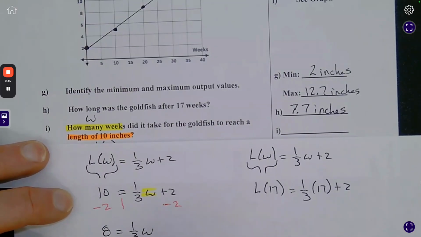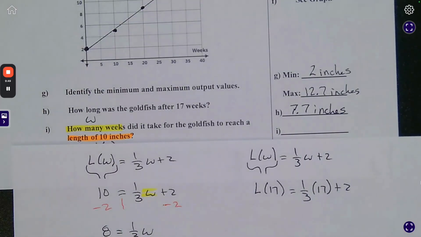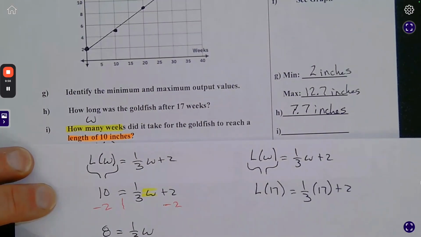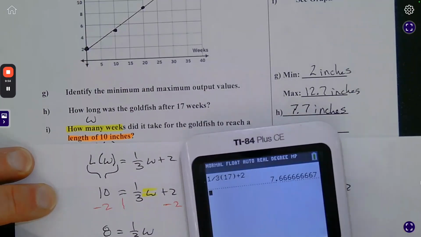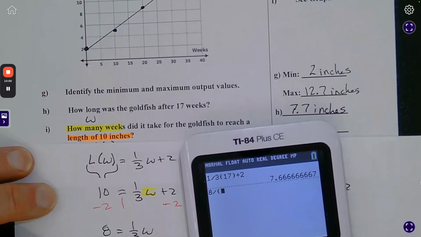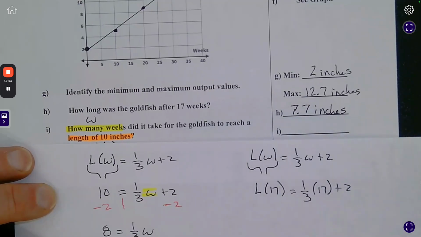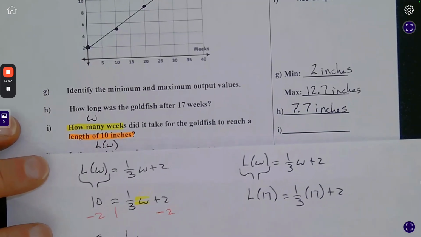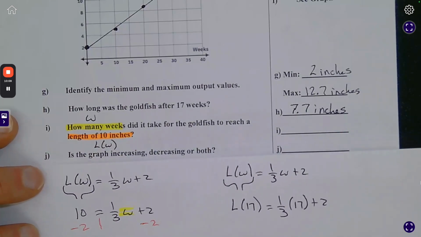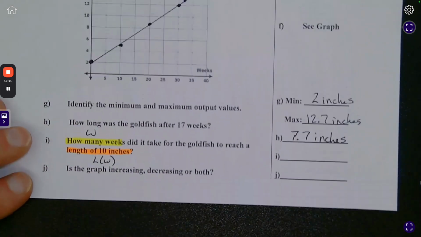Now I'm going to divide by the 1/3. Remember, when you divide by a fraction, you need to put that in parentheses so the calculator does the order of operations correctly. I want it to simplify the 1/3 before I divide 8 by it. So I'm going to do 8 divided by, in parentheses, 1/3. 24. So it's going to take 24 weeks to get to 10 inches.